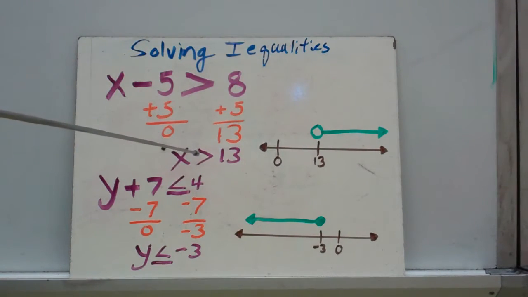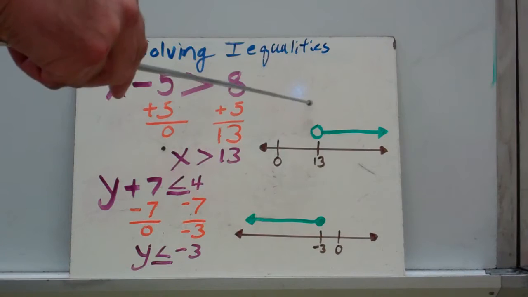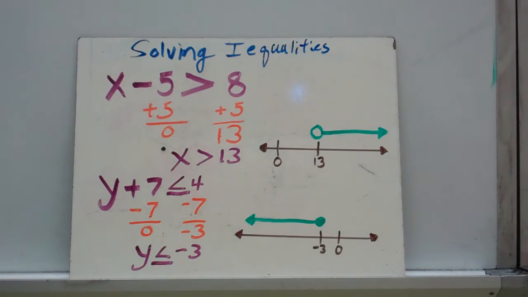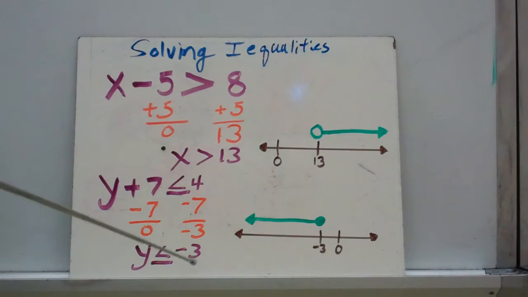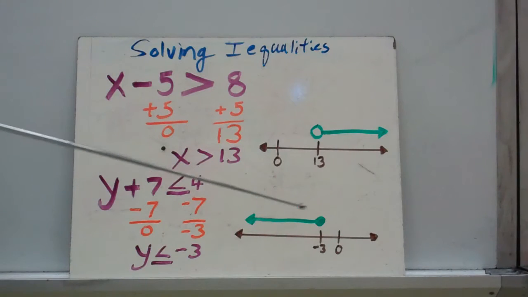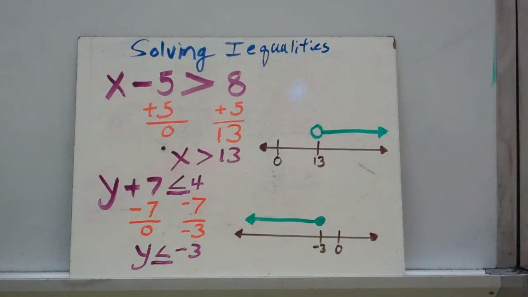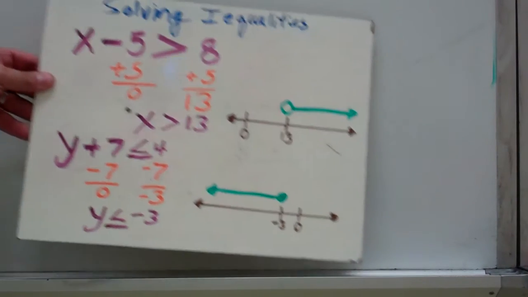So we have a greater than symbol. We're going to use an open circle and draw the arrow to the right. So any number greater than 13 will work. y plus 7 is less than or equal to 4. Subtract 7 from both sides. We end up with y is less than or equal to negative 3. Less than or equal to implies a closed circle here, and any number negative 3 or less will work for that inequality.